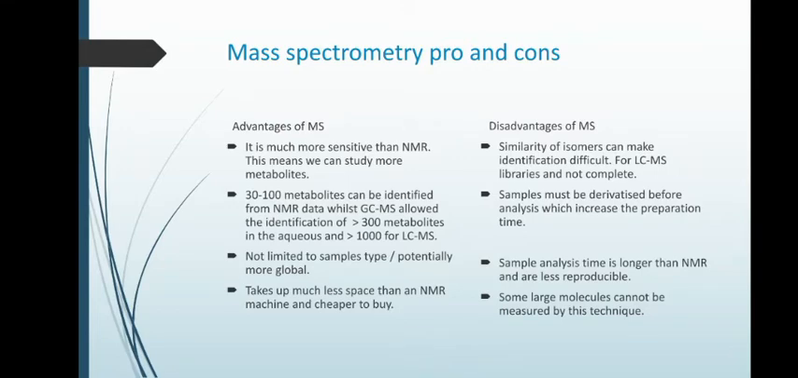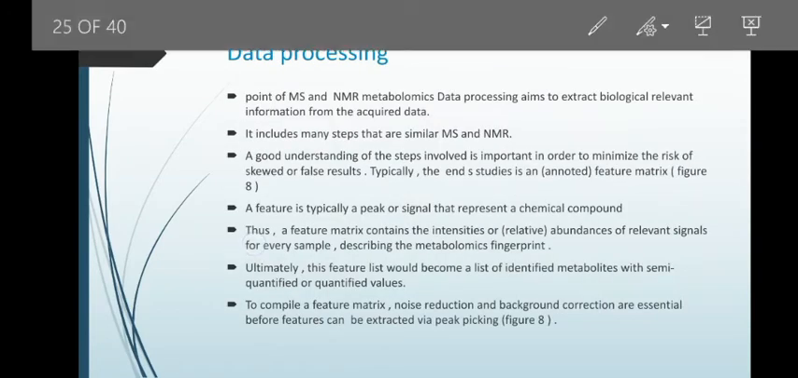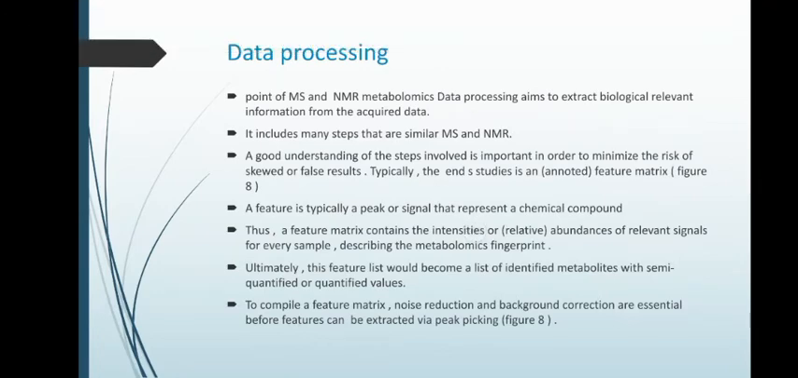Let's move to the next topic, which is data processing. The second last step of the workflow of a metabolomic study of small molecules is data processing, which is used to extract biologically relevant information from the acquired data. It includes many steps that are similar for mass spectrometry and nuclear magnetic resonance. A good understanding of the steps involved is important in order to minimize the risk of skewed or false results.